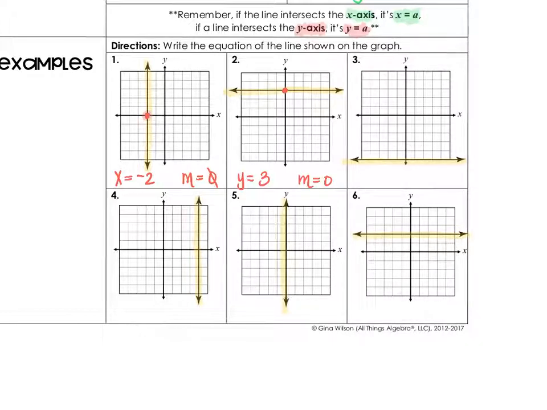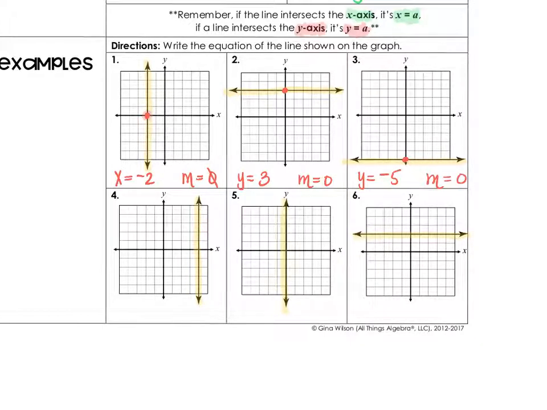Number 3, that's also a horizontal line, so that's a y equals a number line. And that y value, that intercept, is 1, 2, 3, 4, 5, which is -5. And the slope of a horizontal line is always 0.